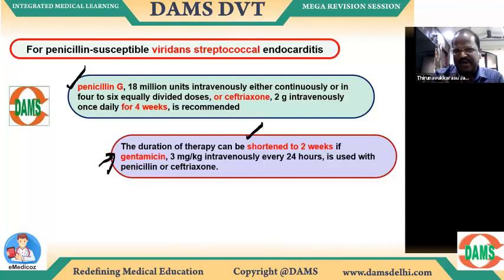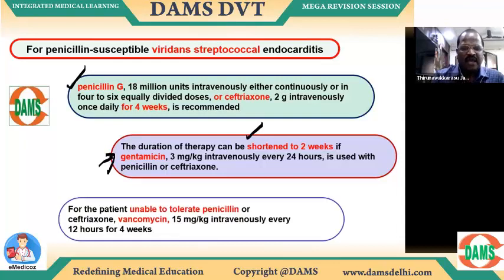susceptible Streptococcus viridans. Now, there are some people who are unable to tolerate beta-lactam antibiotics like penicillin or ceftriaxone. In this case, we can go for vancomycin, a glycopeptide antibiotic, 15 milligram per kg intravenously. We can give it 12 hourly for about four weeks.